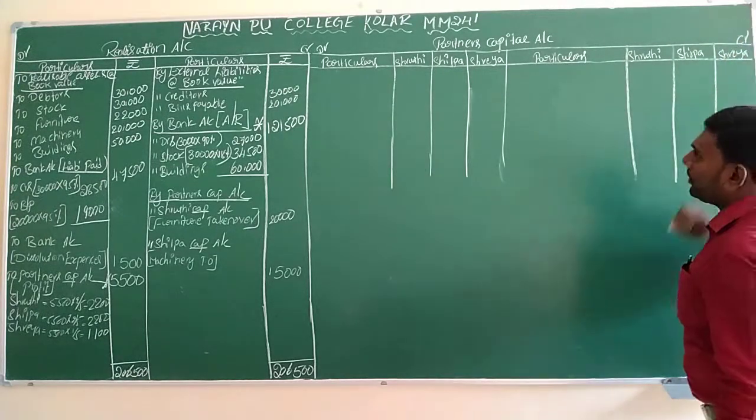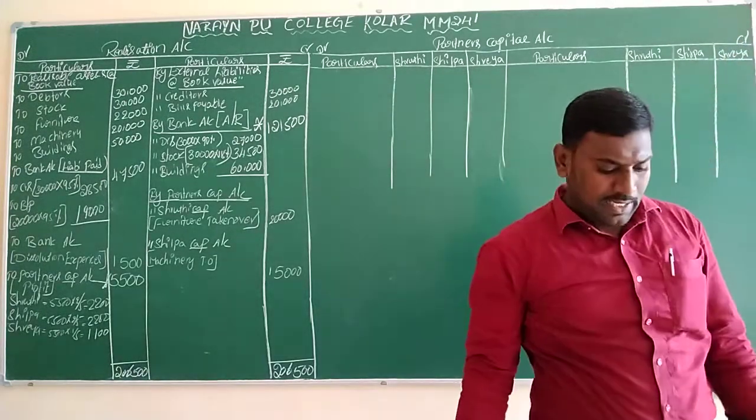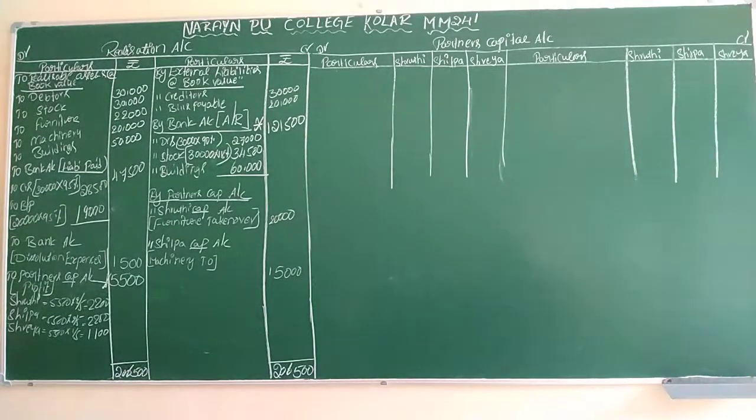Debit and credit we should write compulsorily because it is an account. It is not a statement. If it is a statement, there is no need to write. If it is an account, we should write compulsorily without any changes. So now we will draw the columns for the partners capital account. You people also draw the columns in your classwork.